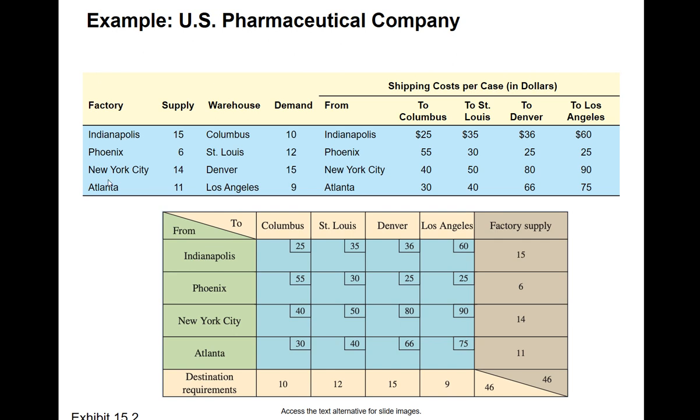We have 4 factories and 4 warehouses, and the warehouses are like the 4 major customers. The 4 factories are the 4 supplies. Indianapolis can supply 15 cases, and Phoenix can supply 6 cases. New York City has a capacity of 14 cases, and Atlanta has 11. The demand in the 4 warehouses is 10 for Columbus, 12 for St. Louis, 15 for Denver, and 9 for Los Angeles, respectively.